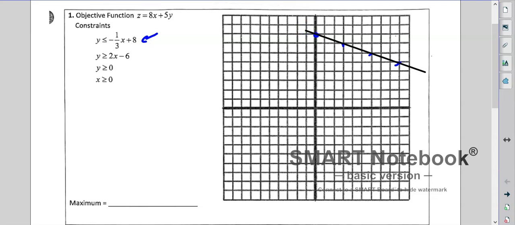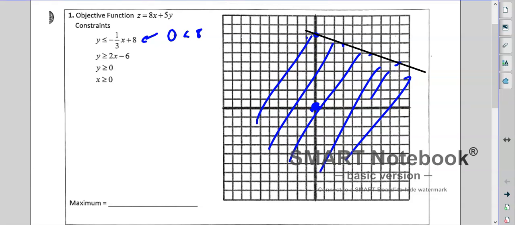Now I have to shade. So I'm going to plug in 0, 0. I get 0 is less than 8. That is a true statement. So I'm going to shade everything towards 0, 0, because 0, 0 is true, so I shade everything this way. Again, the other regions don't really matter here, but I'm just showing you how we shade. All right, and change colors.